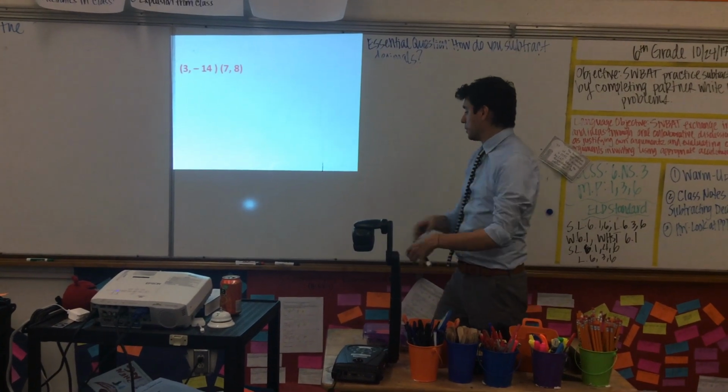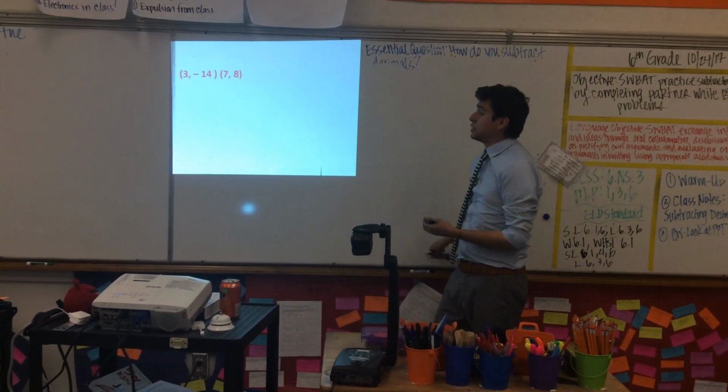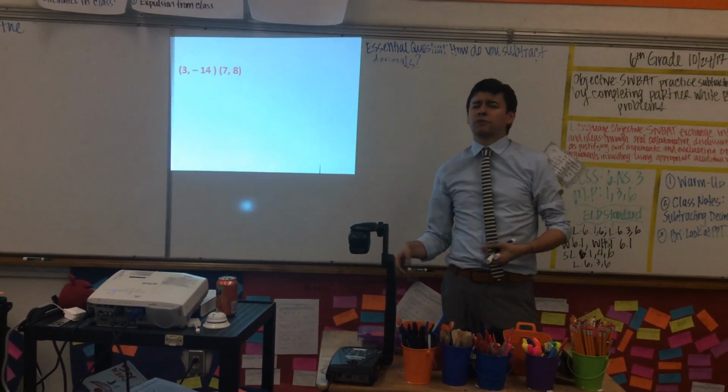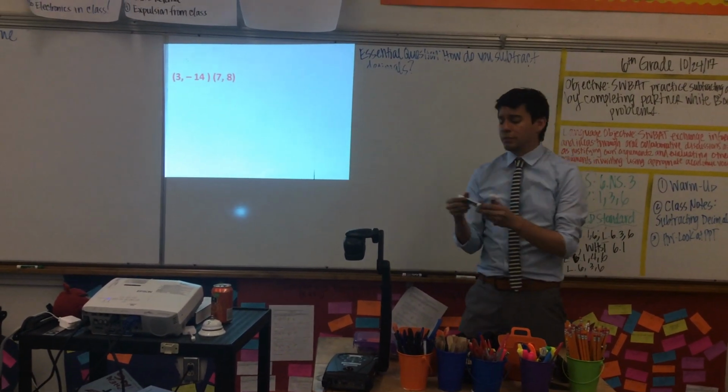First step. Let me get my colored markers. The first step that you need to do is label your points. So where's the x1 coming from? Where's the y1 coming from? Where's the x2 coming from? Where's the y2 coming from?